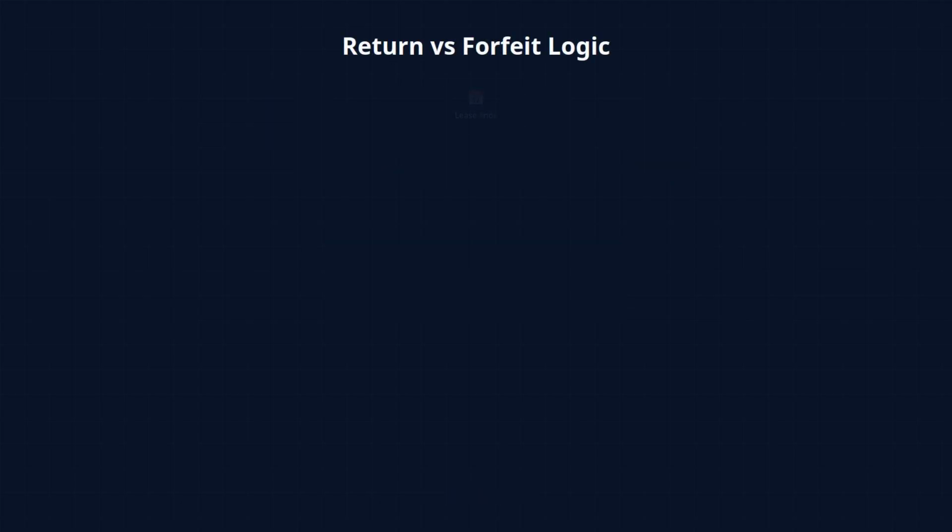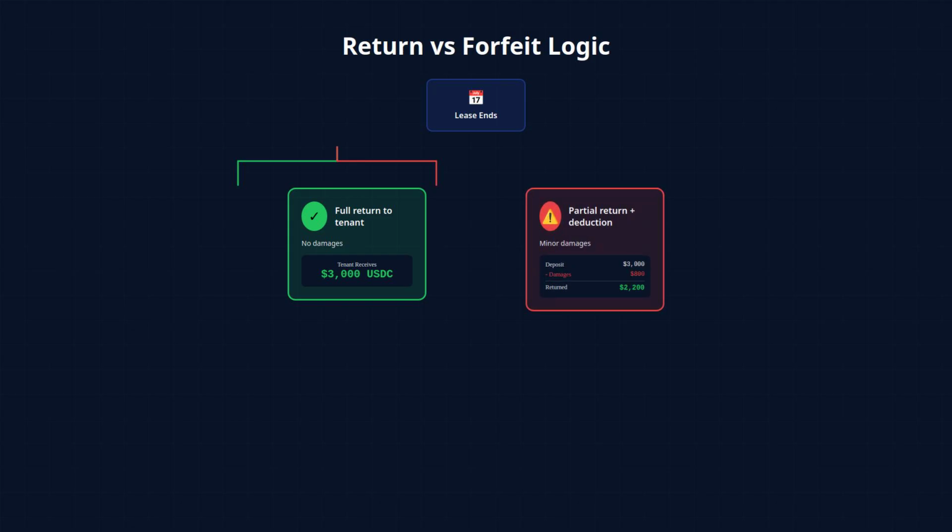When a lease ends, the contract handles resolution automatically. If there are no damages or unpaid rent, the full deposit returns to the tenant. If deductions apply, amounts are calculated and subtracted before return. The property receives compensation, the tenant receives the remainder. No disputes, no delays, rules enforced by code.